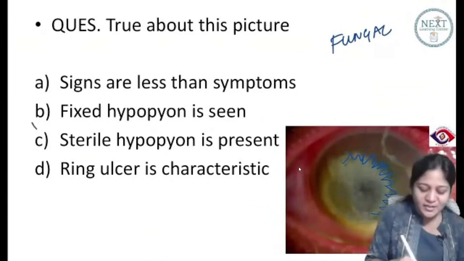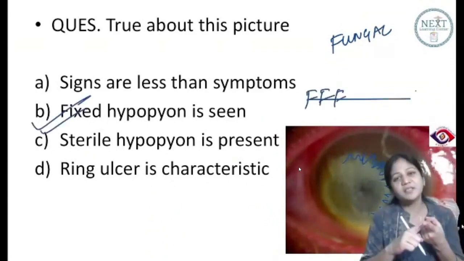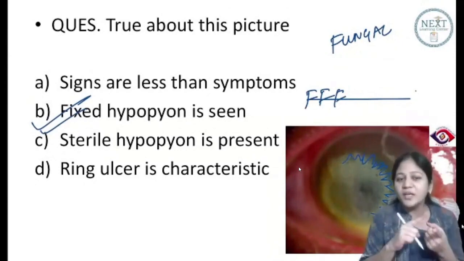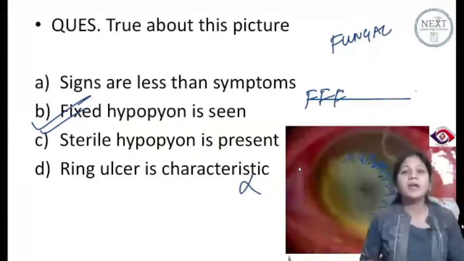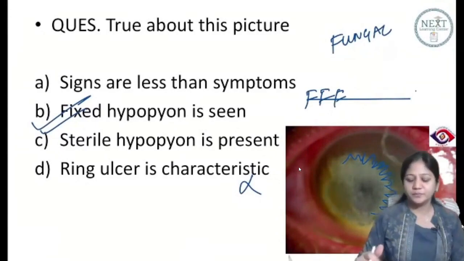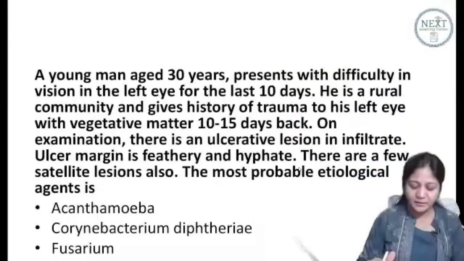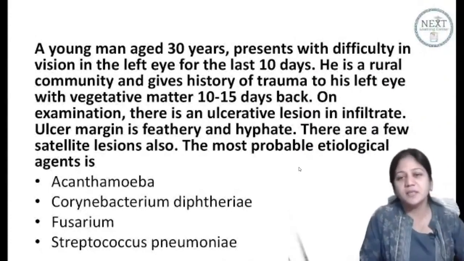Very good. Now it's right. F. Fungal, fixed, feathery. Very good. So a ring ulcer is there, but it is not characteristic because it can be seen in a pseudomonal ulcer and an acanthamoeba ulcer also. Okay, very good. Tell me, it's again a very important question, guys, an important question.